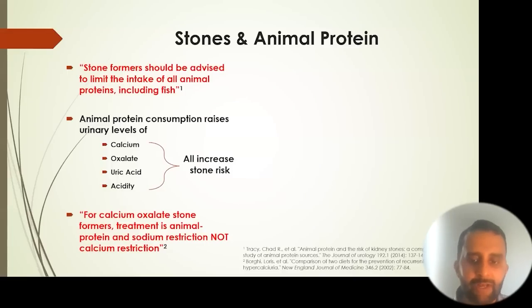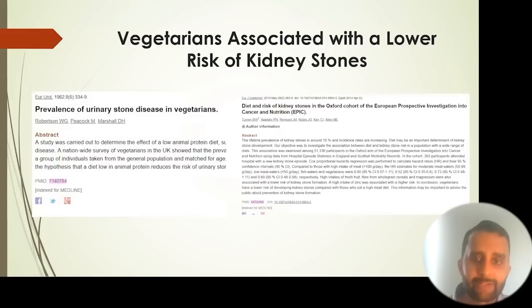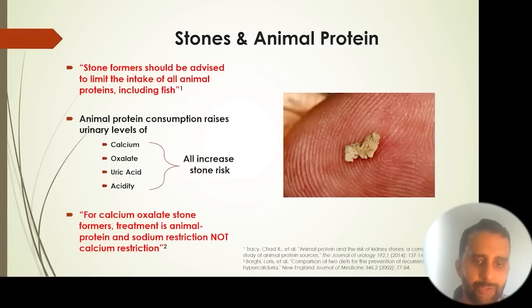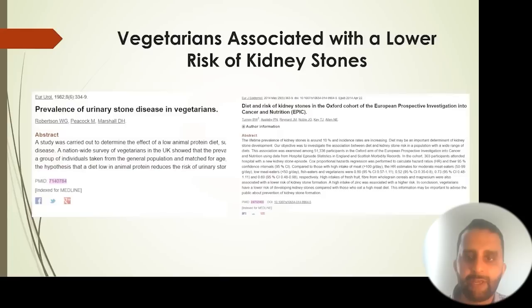This has actually been studied in a randomized controlled trial that was published in the New England Journal of Medicine some 2 decades ago. What they showed is that you don't need to restrict calcium. What you need to restrict is animal protein and sodium. And that's an example of a kidney stone. They're very small. That's a finger in the background, so you can see the outline of a fingerprint. But even though they're very small, they can cause big problems and certainly cause a lot of pain.